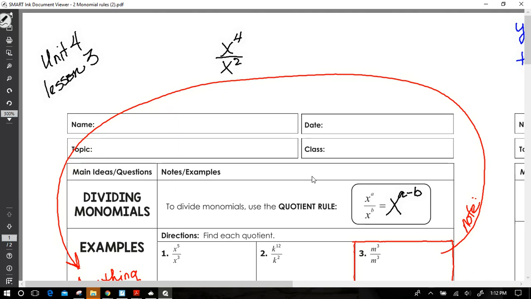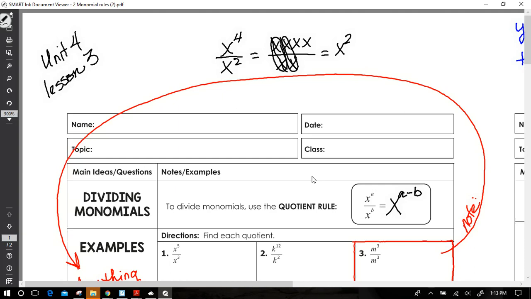I could do that out in the long form, which would be 4 x's on top and 2 x's on bottom. And then just remember that anything over itself equals 1. So right here I see x over x and x over x. So those simplify to just equal 1. And I'm left with just 2 x's remaining on top, so x squared. So that's doing it out the long way, or I could have done it the short way, which is just 4 minus 2 is 2.